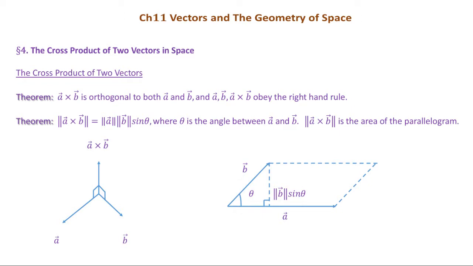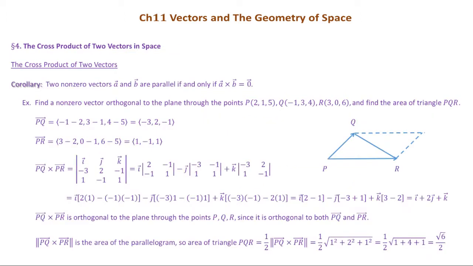All right, and if you still remember the dot product, what's the magnitude of the dot product? It's the magnitude of A times the magnitude of B times cosine theta. Okay, so that's the only difference between those two types of products in terms of the magnitude. Okay, so these are some important results.